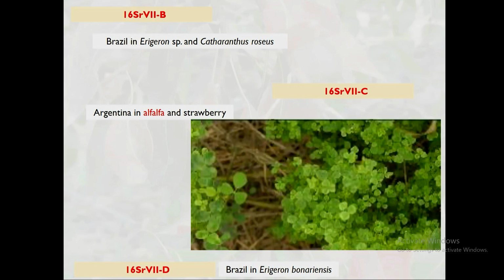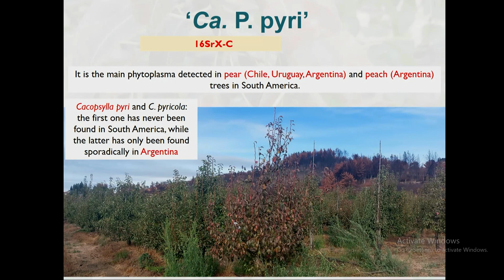The strawberry, I show you the phyllody symptoms associated to strawberry, together with the same symptom associated to the presence of the phytoplasma 13F. But in these cases, there is a photo of alfalfa with stunt, yellowing, and short internode. In Brazil, in the region of Bonariensis, the phytoplasma 7D was detected. Come back to Chile, Uruguay, Argentina.